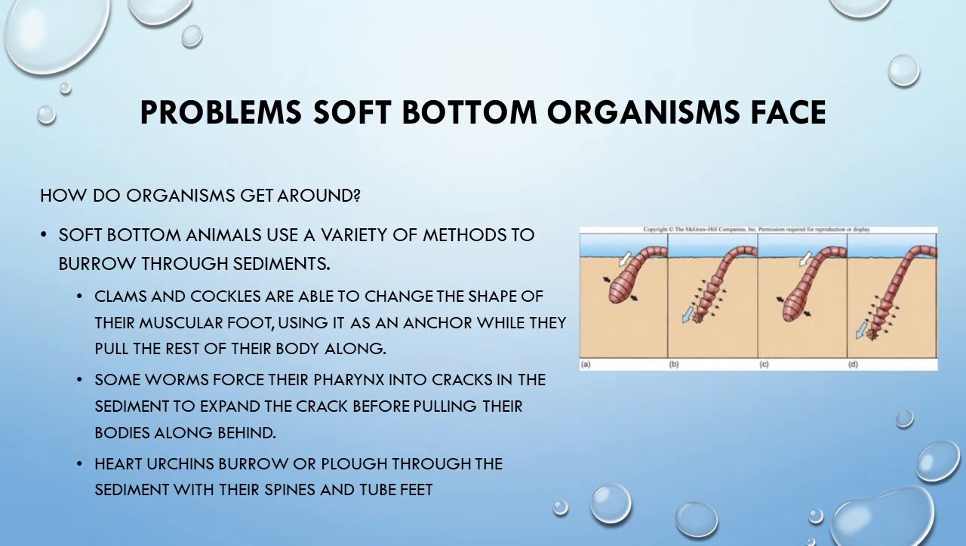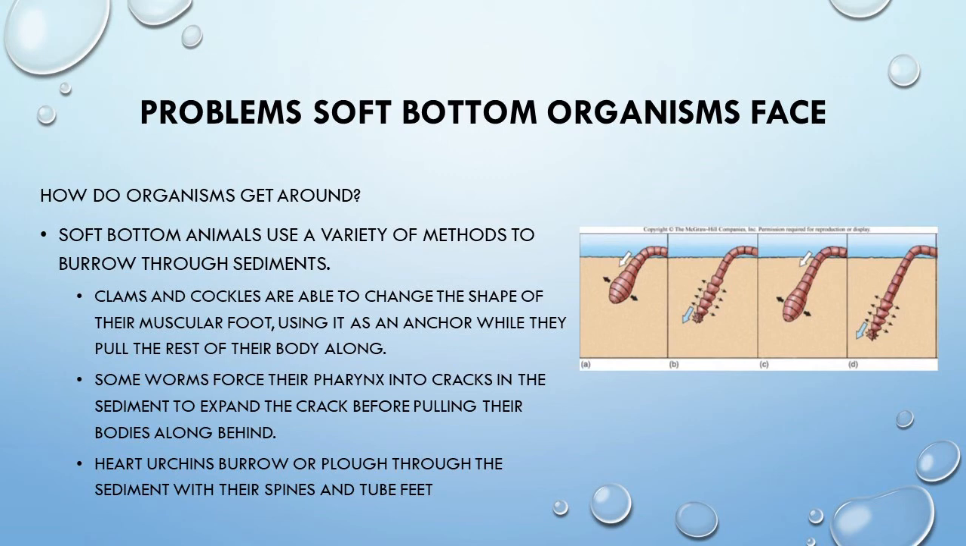Problem number 2. How do organisms get around? Soft-bottom animals use a variety of methods to burrow through sediments. Clams and cockles are able to change the shape of their muscular foot, using it as an anchor while they pull the rest of their body along.